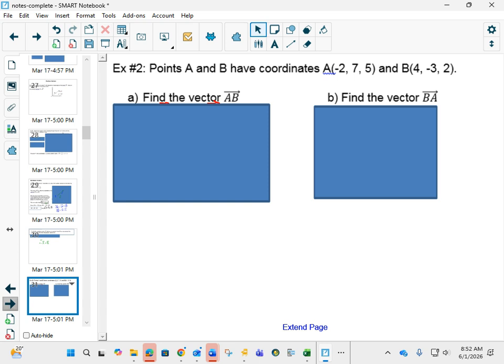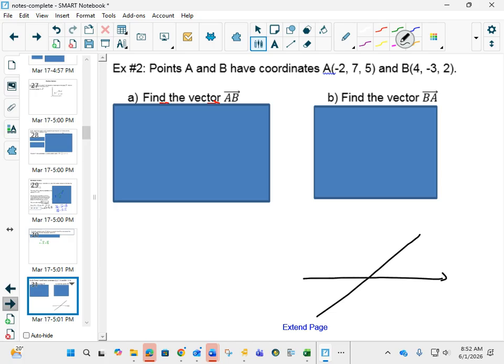So here we are in 3 dimensions, with points -2, 7, 5, and 4, -3, 2. I'm going to attempt to draw this in 3 dimensions to show you what you're trying to find. Here on the table, I've got my X and my Y axis, and then my Z axis going there.